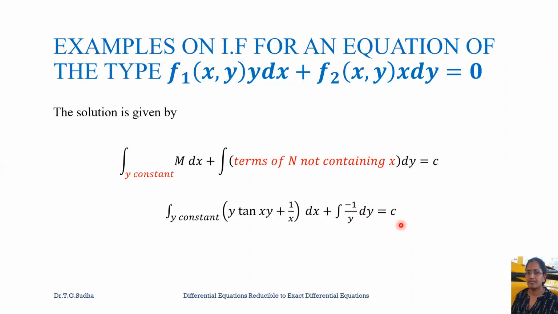Now let us integrate the first integral, keeping y constant. So here in the first term, y into tan of xy. So y is constant, and we know that integral of tan is log secant. So y is kept as it is, log of secant of x into y, and the coefficient of x is here y, so divide by y, plus 1 by x gives us log x, minus 1 by y gives us log y equal to c. And this is the solution to the given differential equation.